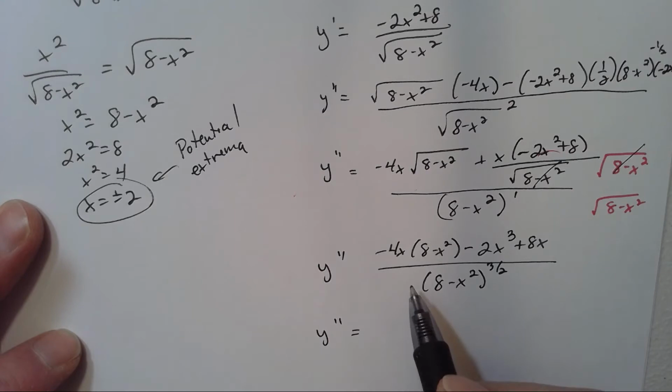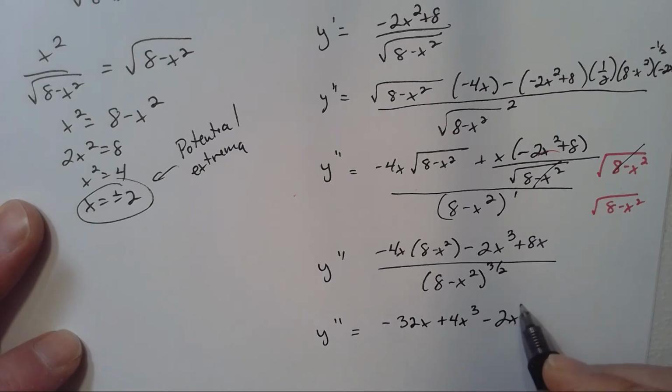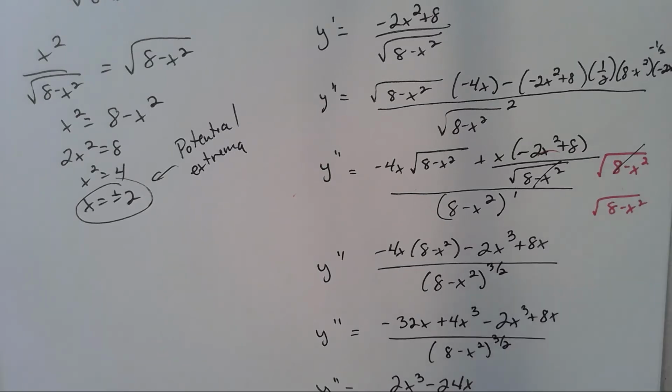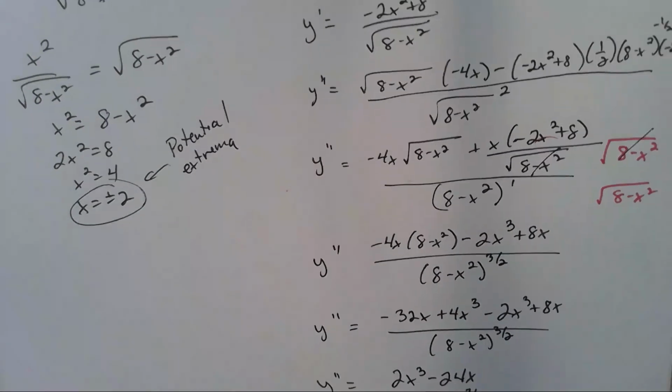I've got negative 32x plus 4x cubed minus 2x cubed plus 8x. So y double prime is 2x cubed minus 24x over 8 minus x squared to the 3/2. Okay, so there's my second derivative.